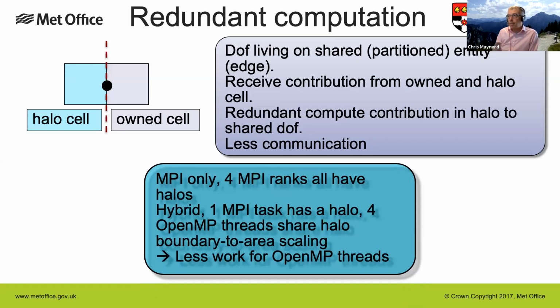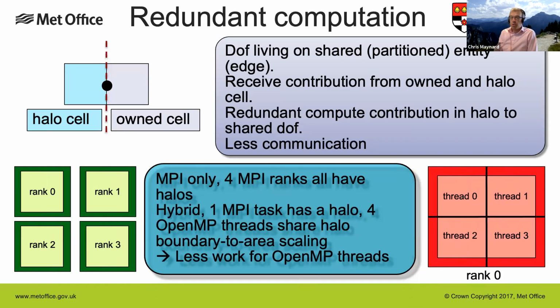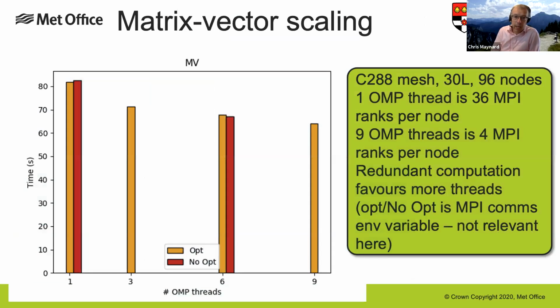Now, if we did it with just pure MPI, for example, if we had 4 MPI ranks and they all have halos, that's shown in the green on the left, or we could do it with a hybrid mode where we had, for example, 1 MPI task and 4 OpenMP threads all working across the shared halo. If we do redundant computation with the OpenMP version, there's less boundary to area scaling, which means there's less work for the OpenMP threads to do, less redundant computation. And we can see that here.